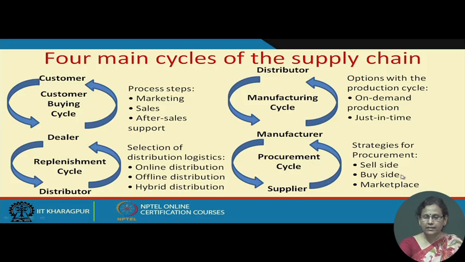Now, what are the various strategies? This we have already discussed. We can have a sell side strategy during e-procurement, which we have discussed, which is about catalogs. You can have a buy side and marketplace strategy, which is about having B2B auctions or negotiations.